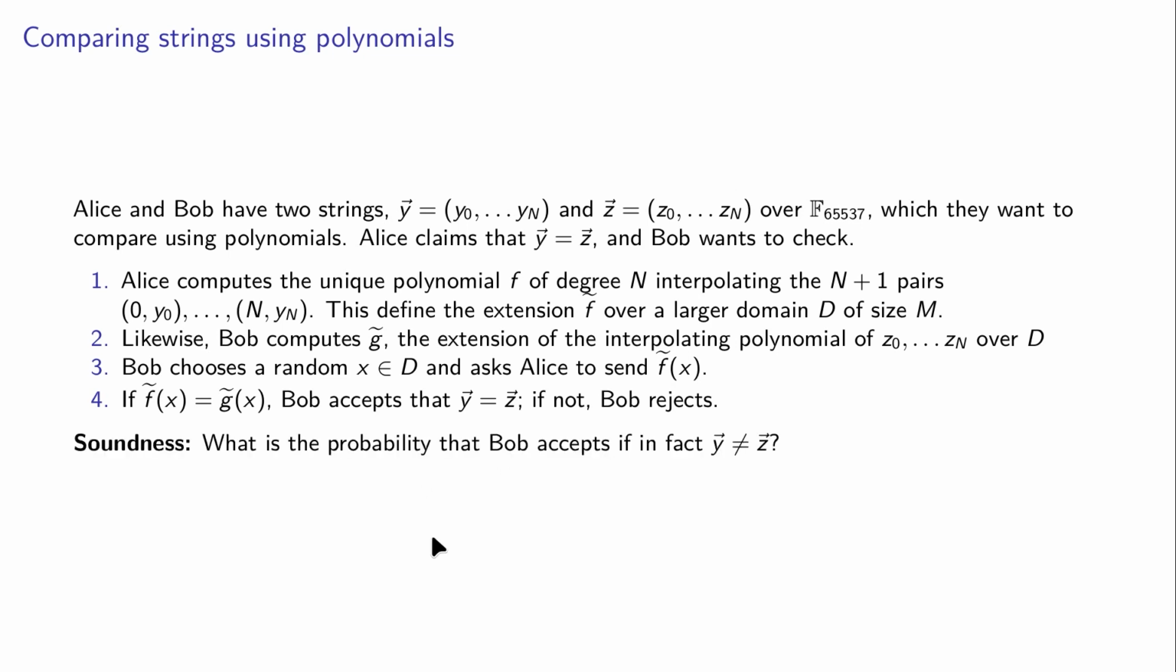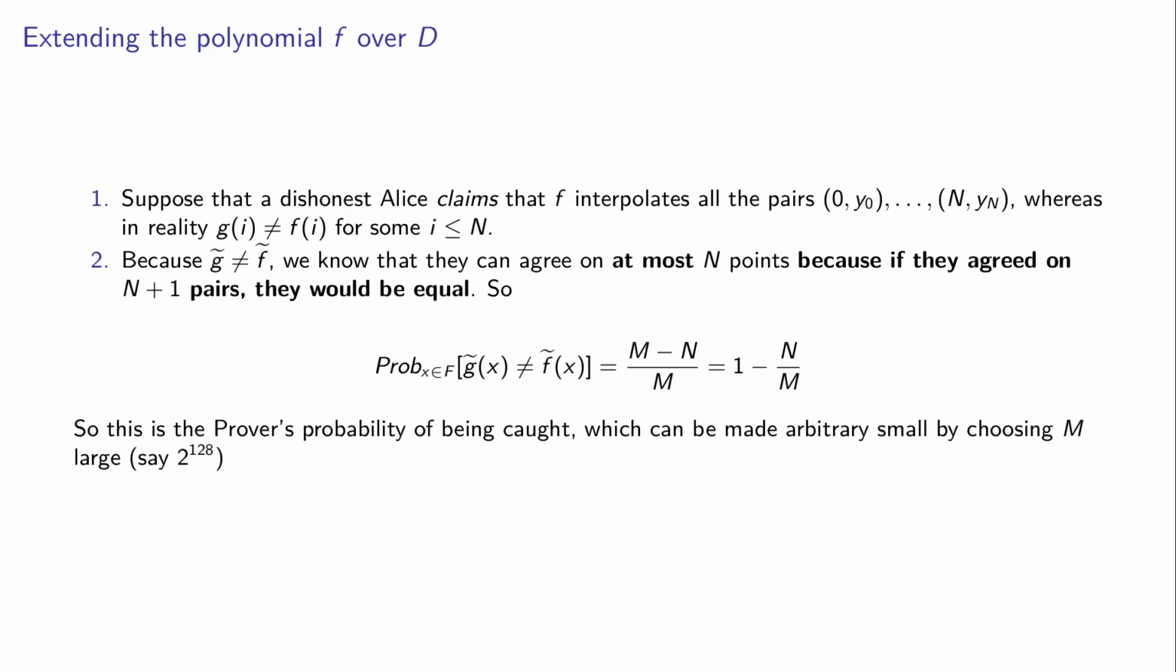So the question that we now ask is the soundness question. What is the probability that Bob accepts if in fact y and z are different? And this is an easy corollary of the properties of polynomials that we have discussed before. Suppose Alice claims that f interpolates over y, whereas in reality this is not the case. Then we know that the extension polynomials g tilde and f tilde must be different. So we know that they can agree on at most n points, because if they agreed on n+1 points, they would be equal.